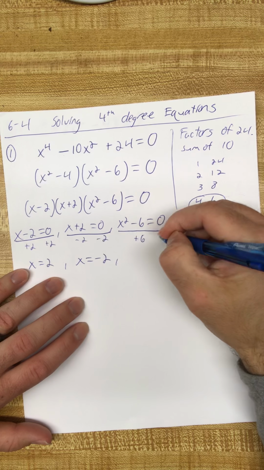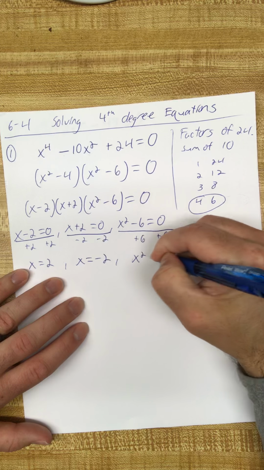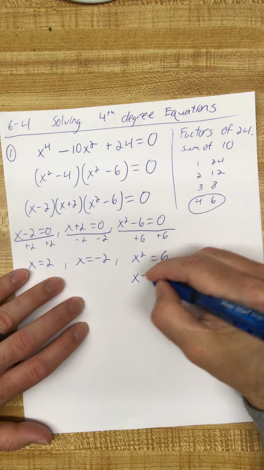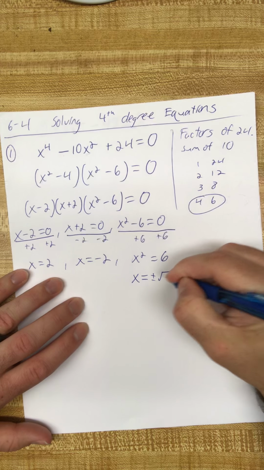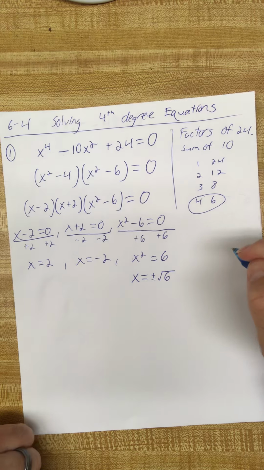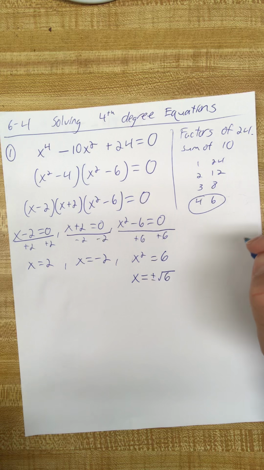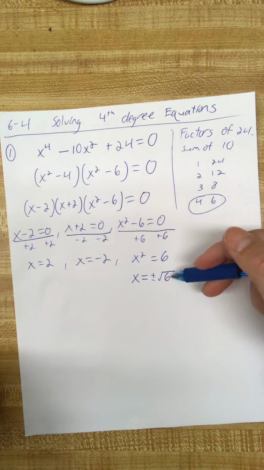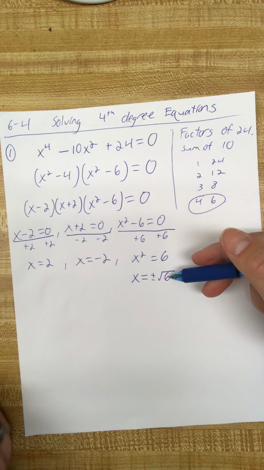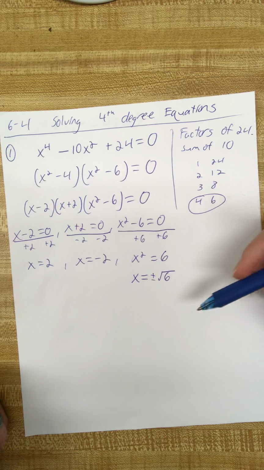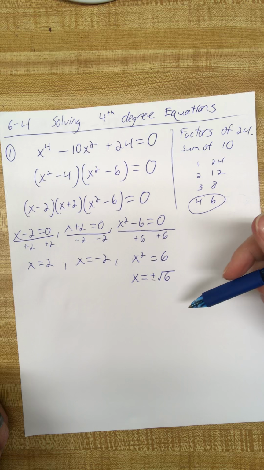Alright, this one I'm going to add 6 to both sides. I'm going to get x squared equals 6. Take the square root of both sides. So x equals positive and negative square root of 6. You're just going to leave that. We can't simplify it. If it was a square root of 8, we could break it into 4 and 2. If it was a square root of 12, we could do 4 and 3, stuff like that.